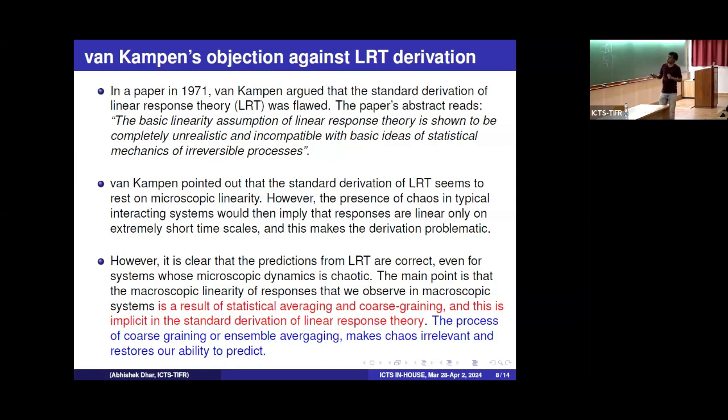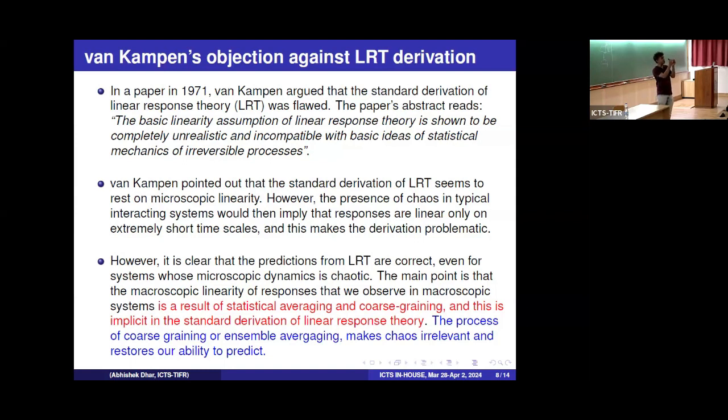Okay, so the main point is that the macroscopic linearity of responses that we observe in macroscopic systems is a result of statistical averaging and coarse graining. When we observe things, we are not observing a molecule. We observe, let's say, a bunch of molecules. So there's some coarse graining going on.